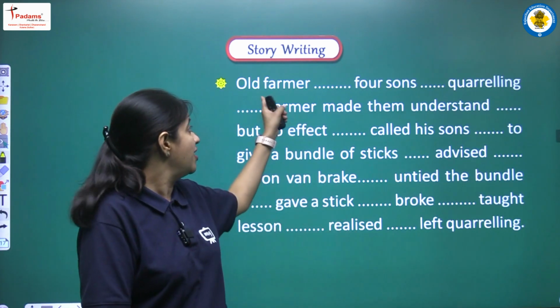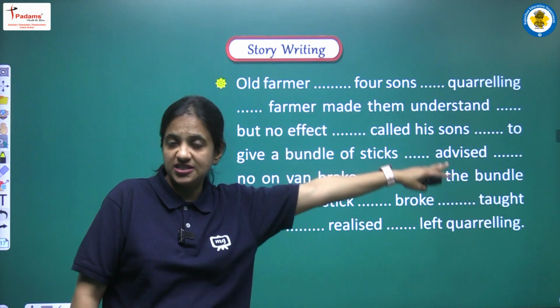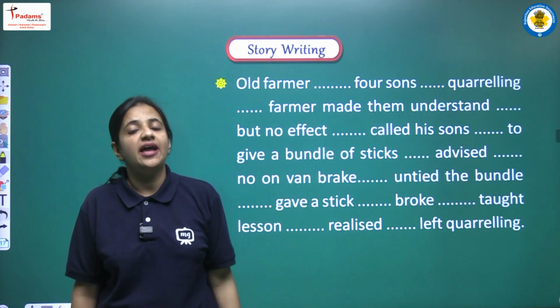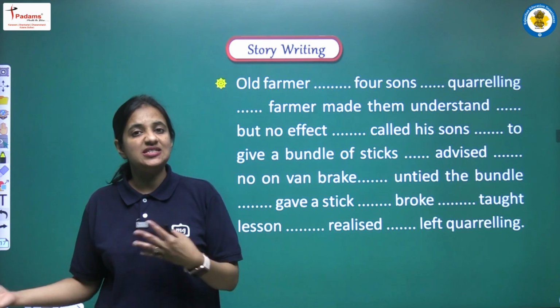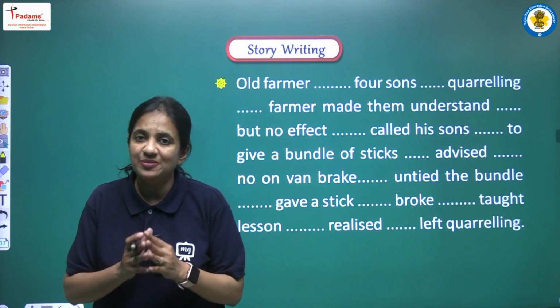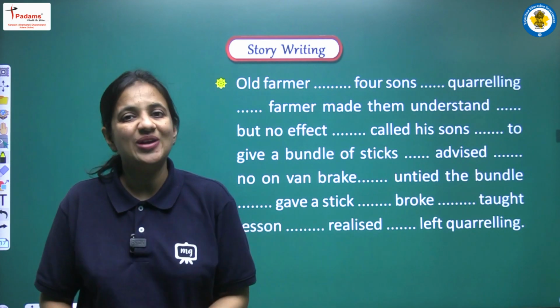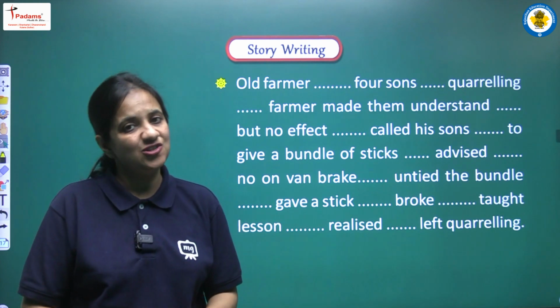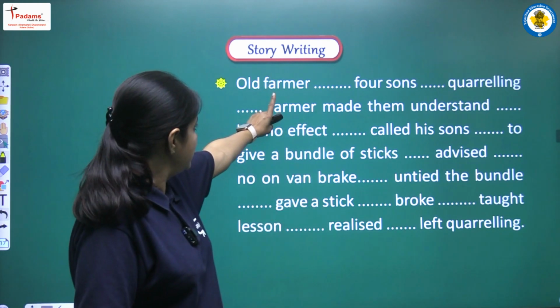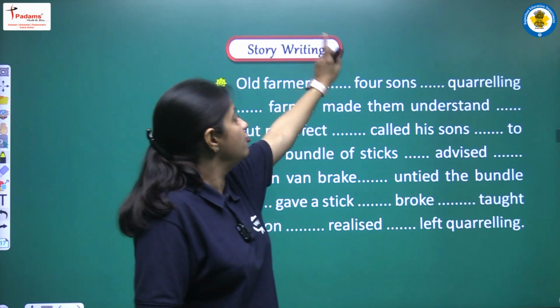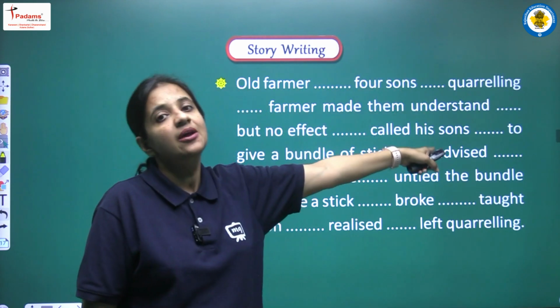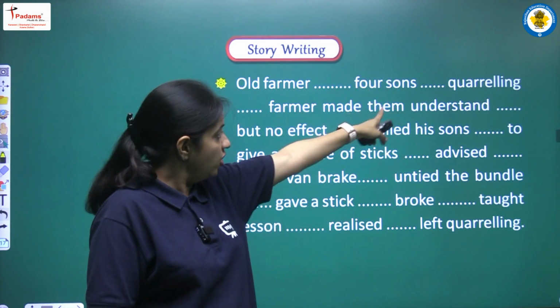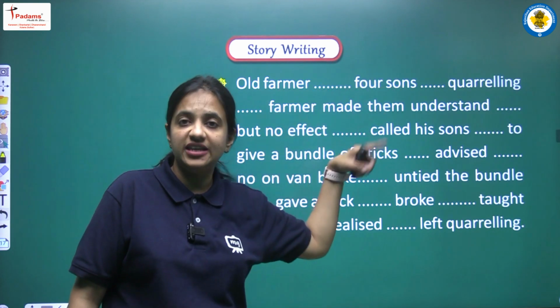This story is about an old farmer and his 4 sons. So we can write the title like Old Farmer and His 4 Sons. Okay, so I am very sure that you all are able to write this story. Yes, the story is very simple. Once there was an old farmer. He had 4 sons, but his 4 sons always used to quarrel with each other.